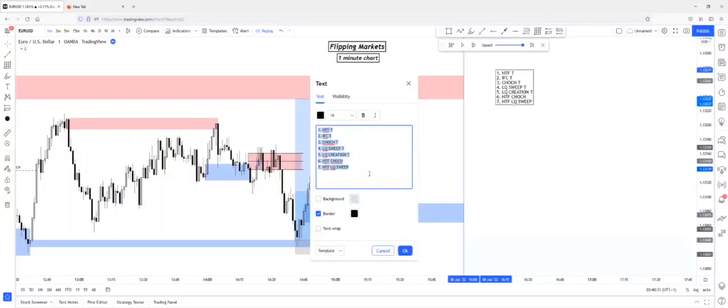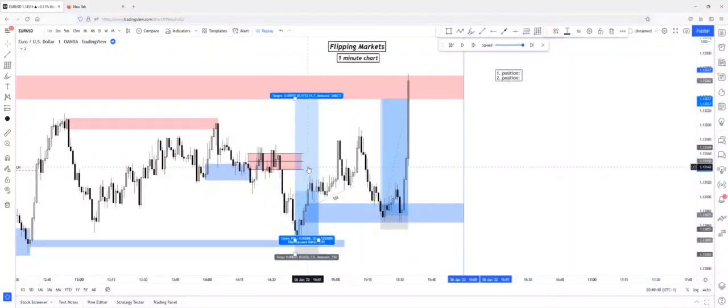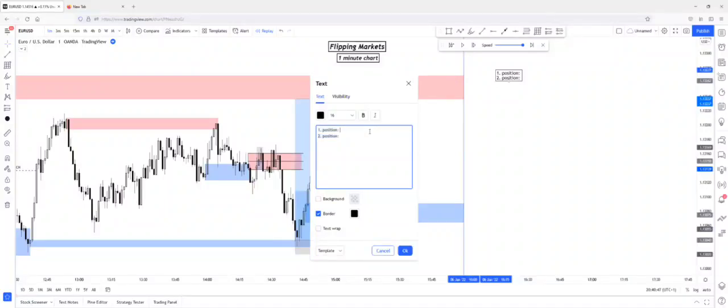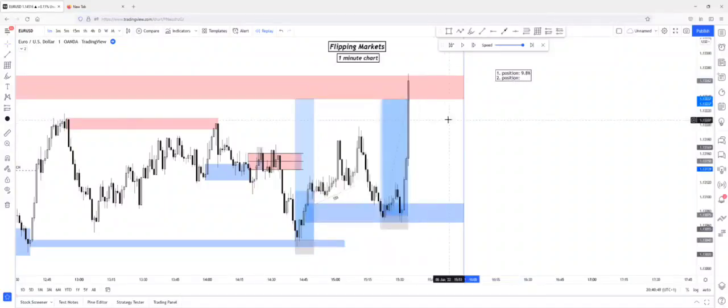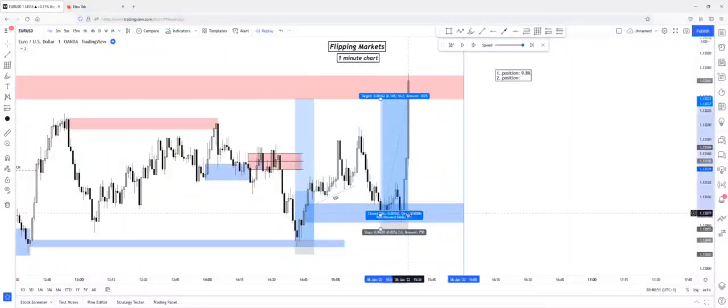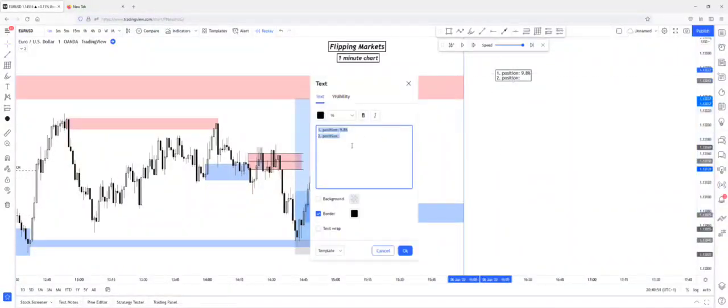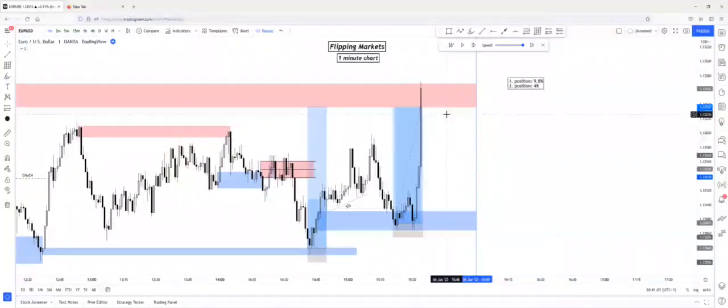First position, second position here, first position, let me just adjust this zone. 8.9% profit. And on the second zone, that was 8%. Yes, that was 8% divided by 2 is 4% profit on this zone. So overall, we booked almost 13% profit from these 2 trades.